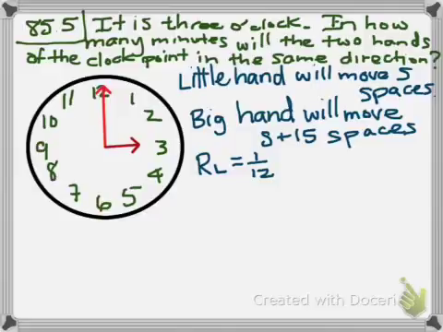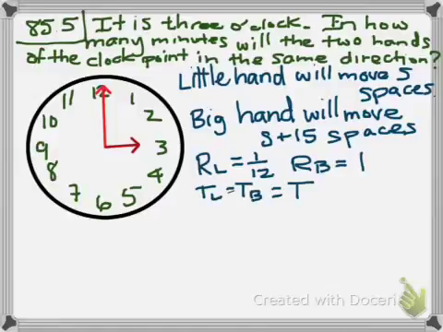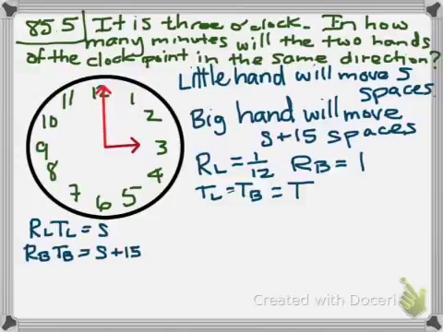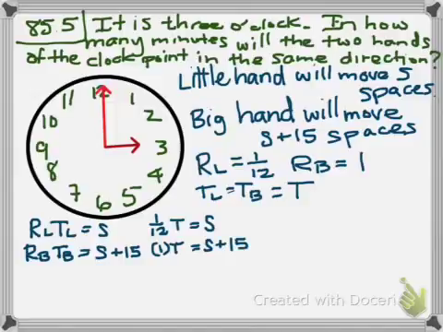So we'll set up the equations. The rate of the little is 1/12, the rate of the big is 1, the time is going to be the same. So rate of the little times the time of the little is equal to S. The rate of the big times the time of the big is equal to S plus 15. We'll plug in the rates and the time. So we get 1/12 T equals S, and 1 T equals S plus 15.